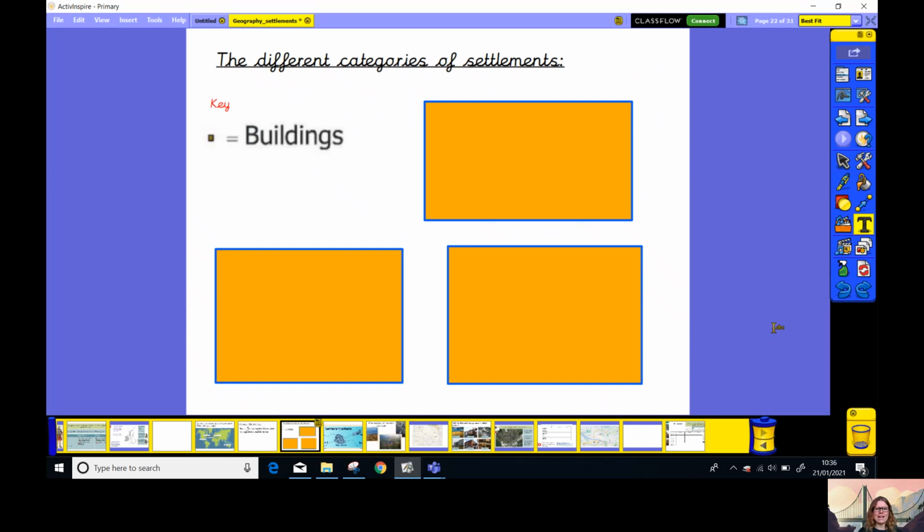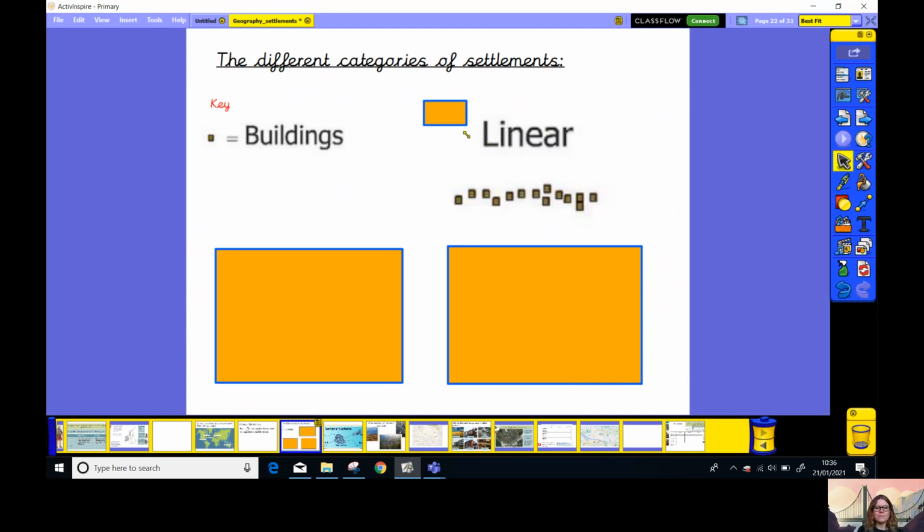Okay, now let's just get started today. And we're going to be thinking about the different categories of settlement. We already know that there's different types of settlement. For example, there's villages, there's towns, there's cities, there's hamlets. But within a town and a city, there are different categories of settlement. Now here I've drawn a key, and this little square here represents a building. So let's look at the different types or different categories of settlements.